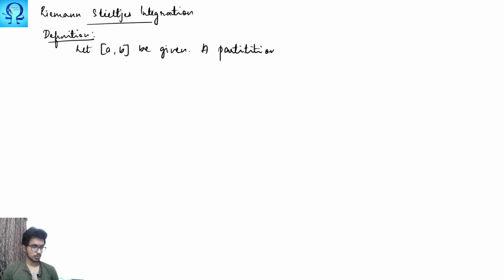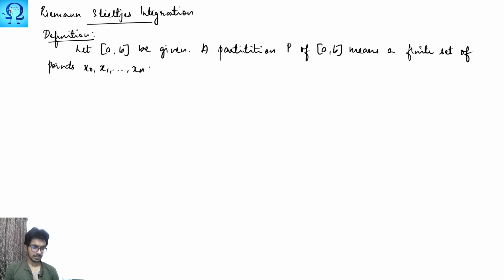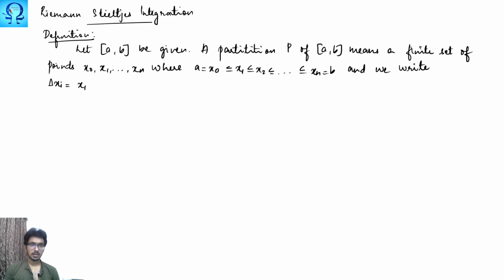A partition P of the interval [a, b] means a finite set of points x0, x1, etc. till xn, where this satisfies some relation, that is, a is x0, and this has to be smaller than or equal to x1, smaller than or equal to x2, and it goes till xn, which is equal to b. And here we write delta xi to be xi minus x(i-1), where i runs from 1 to n.